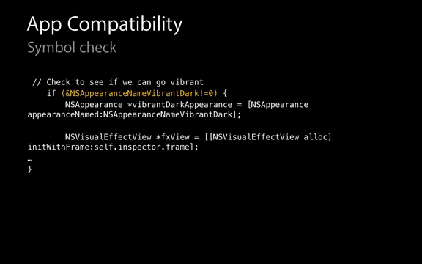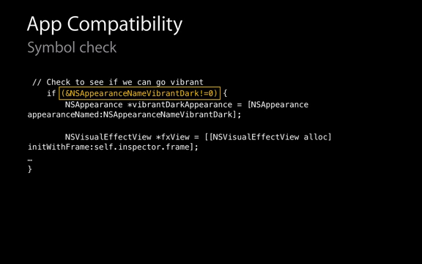So let's go through two techniques. There are more, but these are two primary ones I wanted to show you for what you might be able to do. Well, the first thing could be a symbol check. So let's say you have an application that's actually got a deployment target of 10.9. And you want to potentially introduce some vibrant UI, but you know you can't just directly reference that stuff on 10.9 because it doesn't exist.